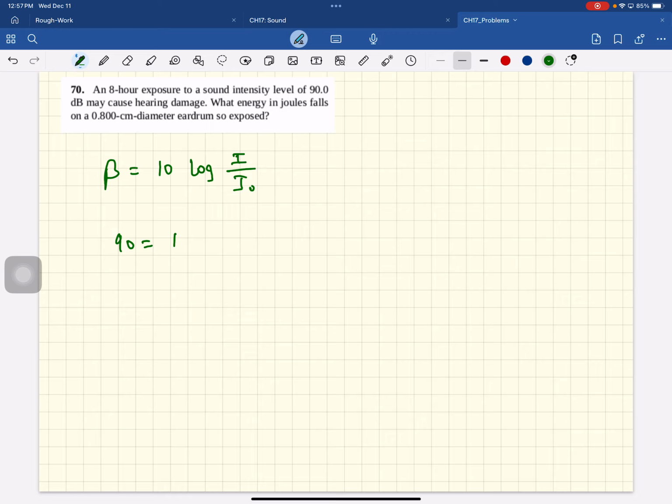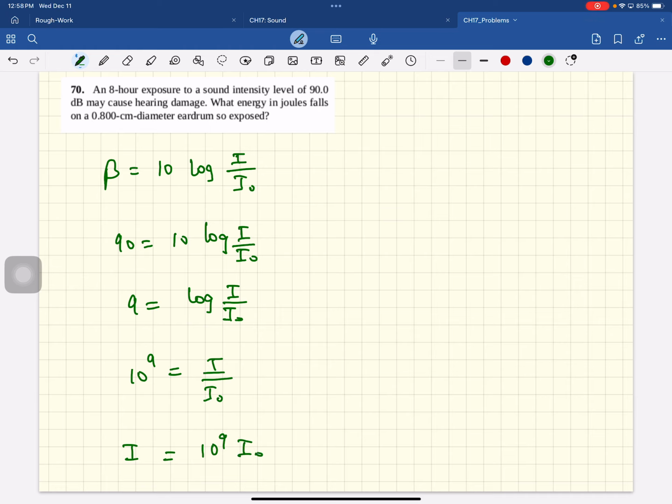Okay. So 90 equal to 10 log I by I naught. So 9 equal to log I by I naught. 10 to the 9 equal to I by I naught. I is 10 to the 9 times I naught, equal to 10 to the 9 times 10 to the minus 12 watt per meter squared.